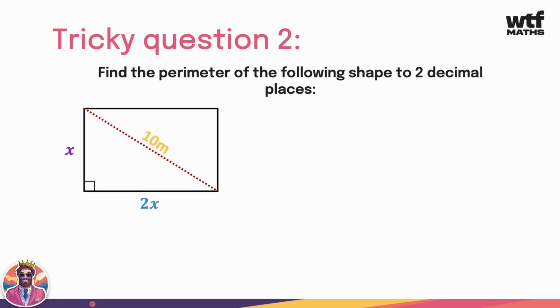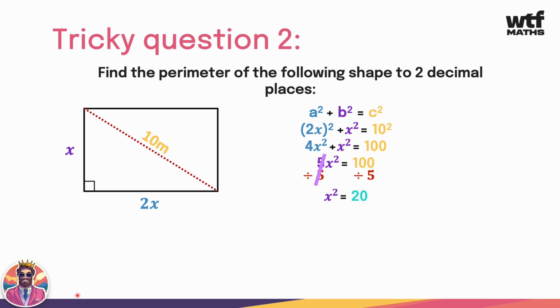Okay, let's start working this out. So, a squared plus b squared is c squared. We know the rule, but when we substitute this in, we've got to be super careful. A squared is the whole side times by itself. So we need to times all of 2x by itself. Now, 2 times 2 is 4, and x times x is x squared. So that (2x) squared becomes 4x squared when it's fully multiplied out. Now, 4x squared plus x squared are like terms, so they make 5x squared. So now we're left with 5x squared equals 100. To get rid of the 5, we'll divide both sides by 5. So x squared equals 20.